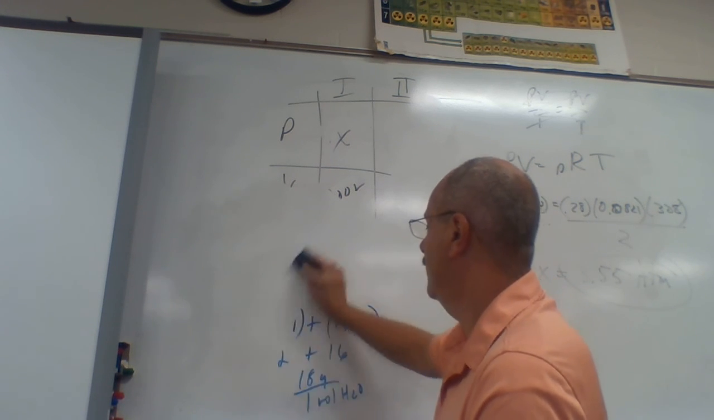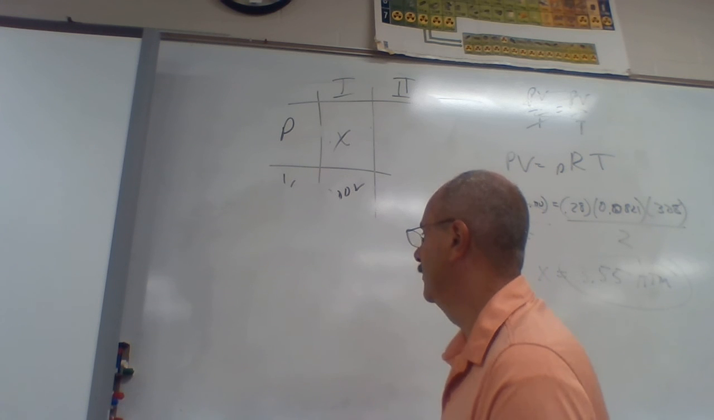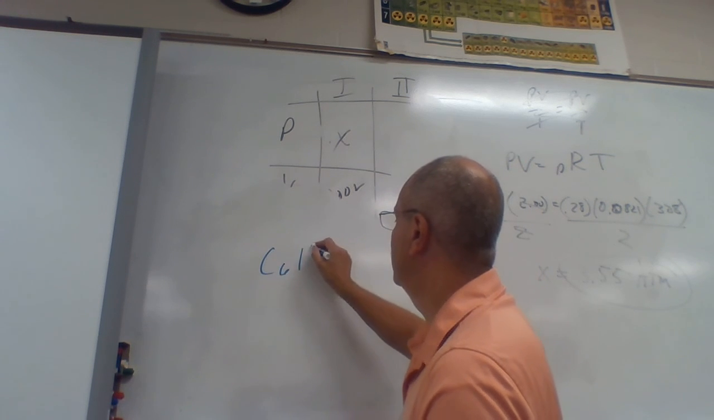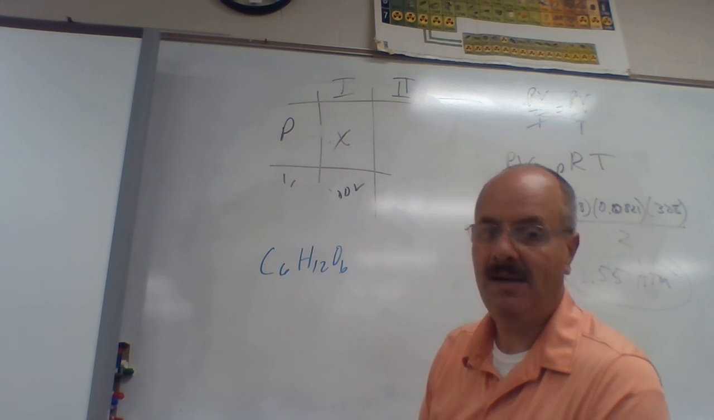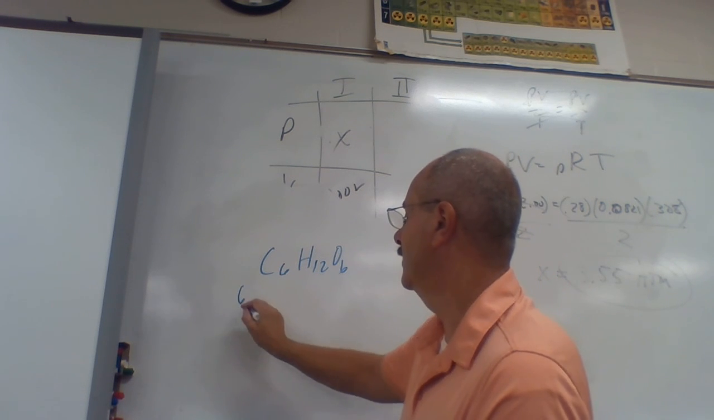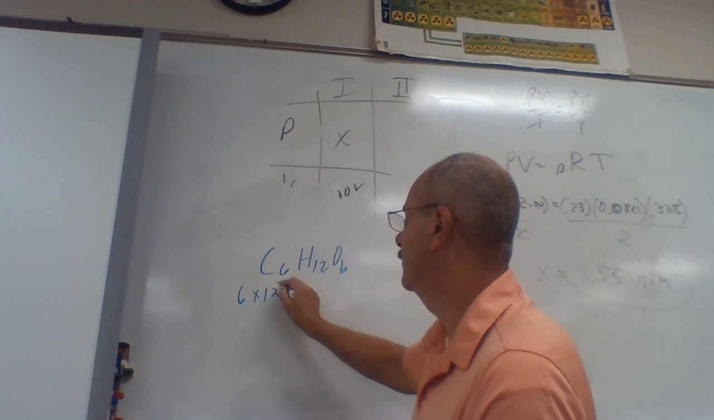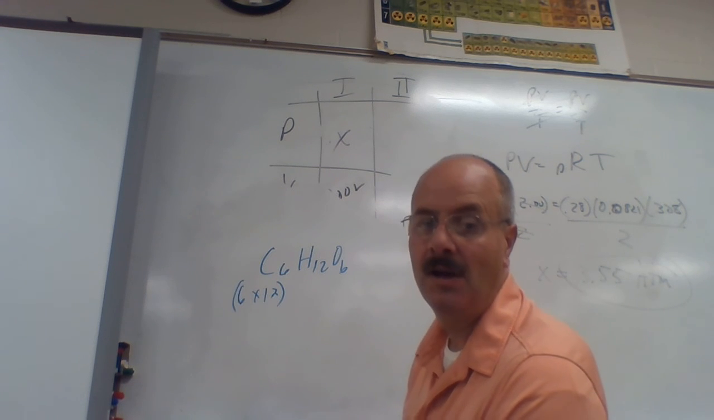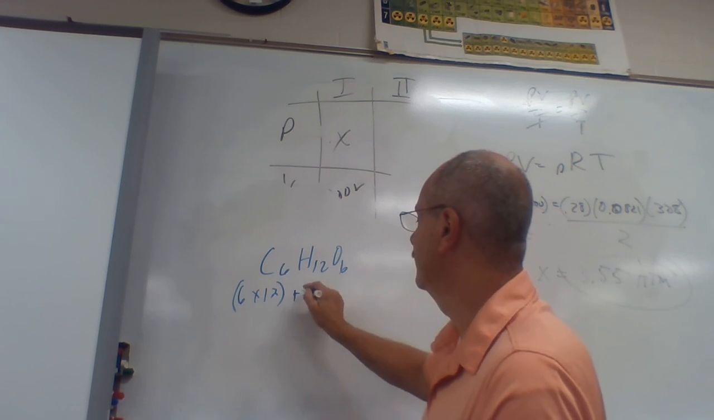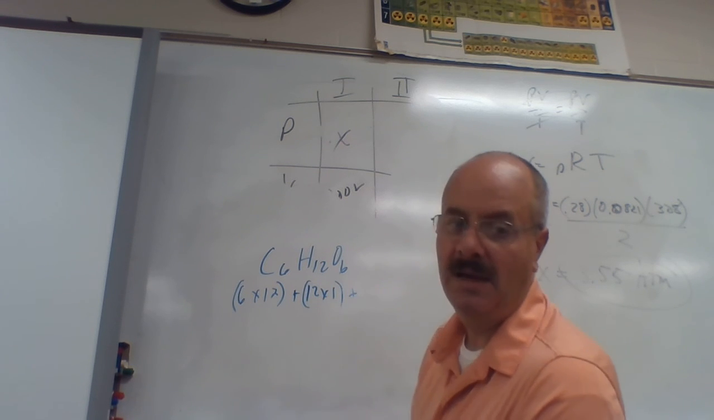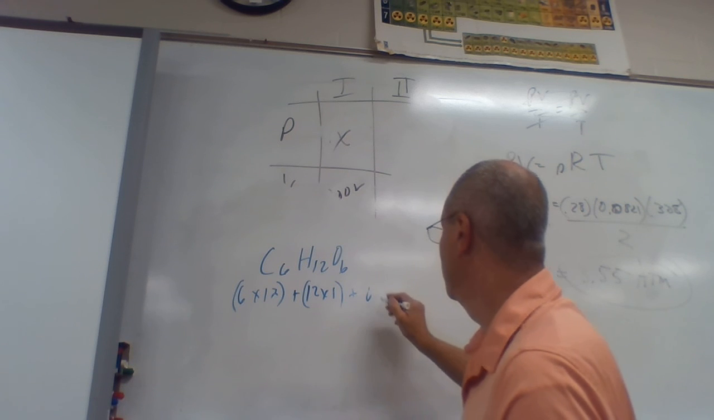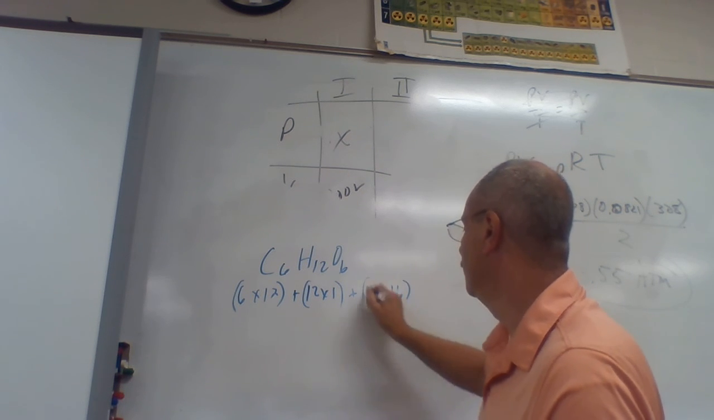This next one, this one's not in your notes, but I'll do it anyways, is if we had C6H12O6, which is glucose from biology. So how many carbons are there? There's 6 times his mass is 12 from the periodic table. Plus how many hydrogens are there? There's 12 of them. Times his mass is 1. Plus how many oxygens are there? There's 6 of them. Times his mass is 16.